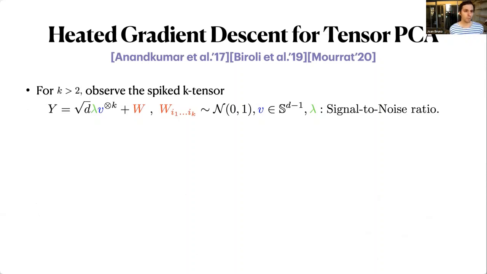The first problem I want to talk about is tensor PCA. Tensor PCA is the following problem. You consider k bigger than 2, just to make it non-trivial. We observe a tensor of order k that is pure noise plus a rank 1 spike. V corresponds to the signal, the thing I care about. And I can control the signal-to-noise ratio by this lambda.